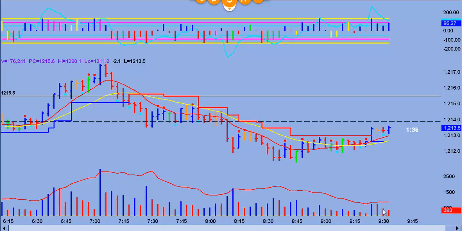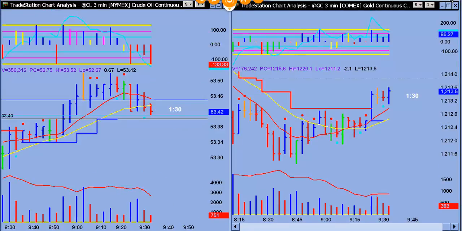We're going to need some volume. But right now we're not seeing it. And we're also in an overbought situation. We'll see what happens.